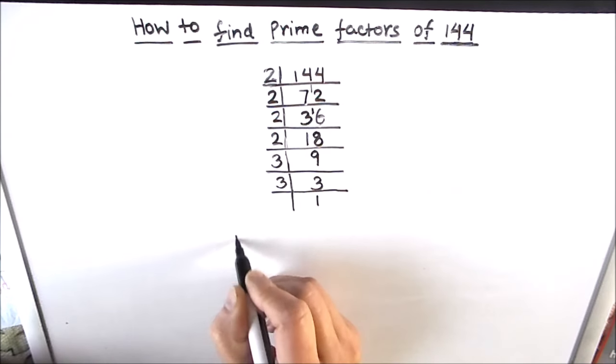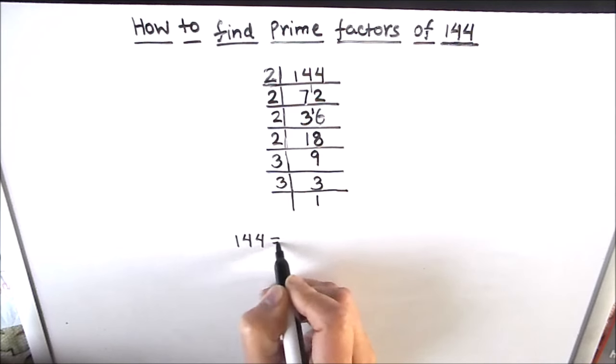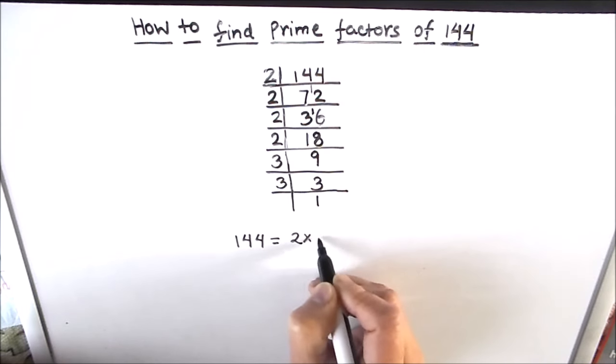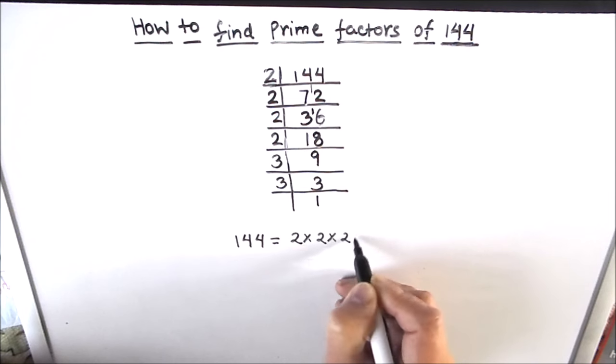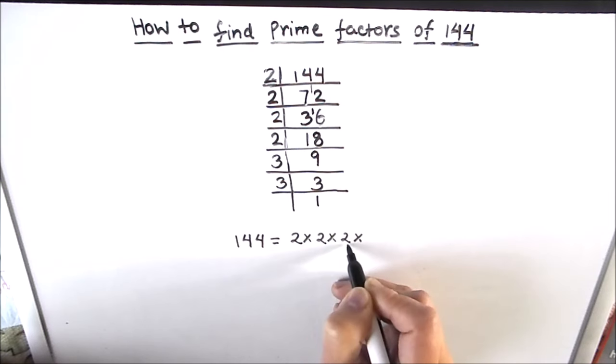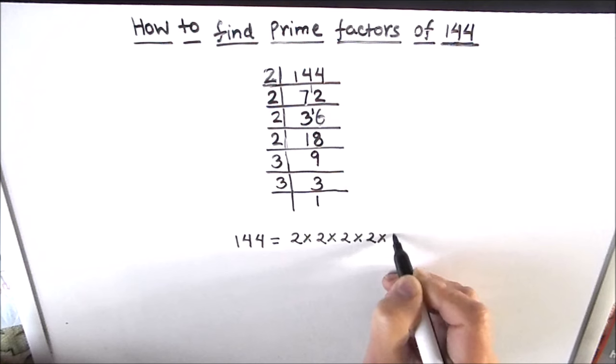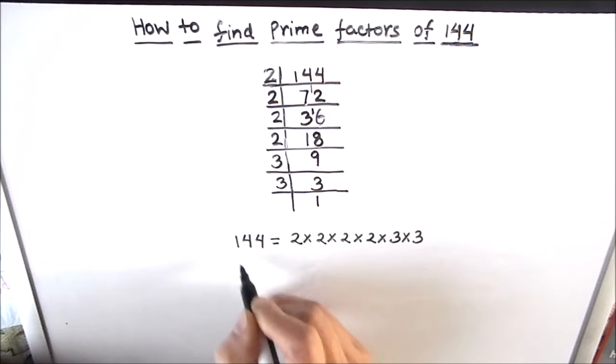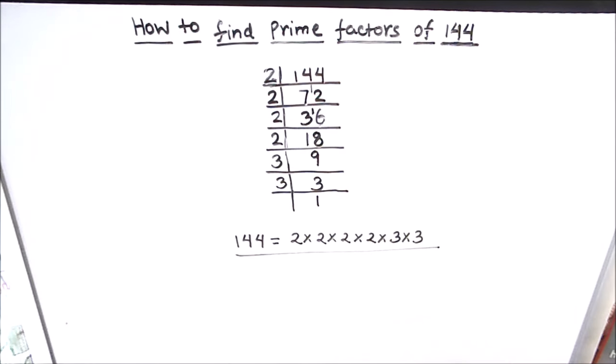So the numbers which are written on the left hand side of the ladder are all the prime factors of number 144, which is 2 times 2 times 2 times 2 times 3 times 3. These are all the prime factors of 144. This is how we find the prime factors of any number.